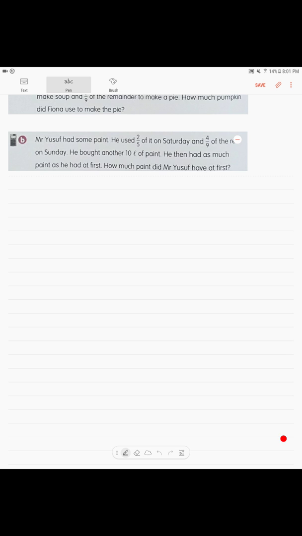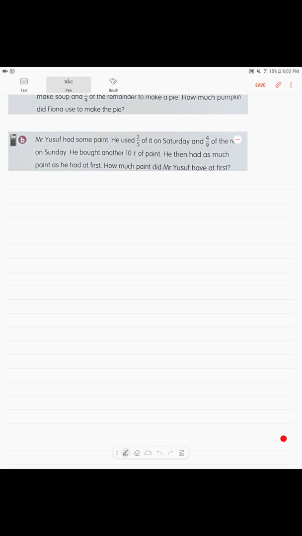All right. Next problem. Mr. Yusuf had some paint. He used 2/5 of it on Saturday, 4/9 of the remainder, I believe, on Sunday. He bought another 10 liters of paint. He then had as much paint as he had at first. How much paint did Mr. Yusuf have at first?